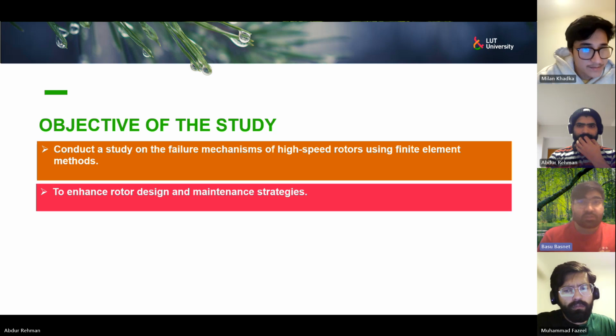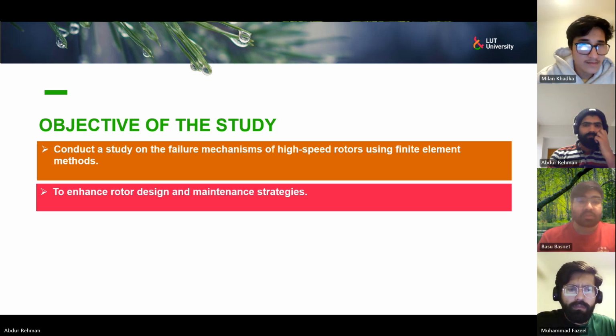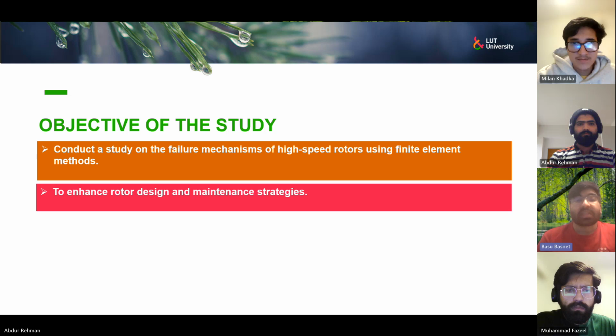This slide consists of the objectives of the study. First is to investigate the failure mechanism of high-speed rotors using the finite element method, and then to improve rotor design and develop better maintenance strategies to enhance their reliability and performance. Can you go to the next slide, please?